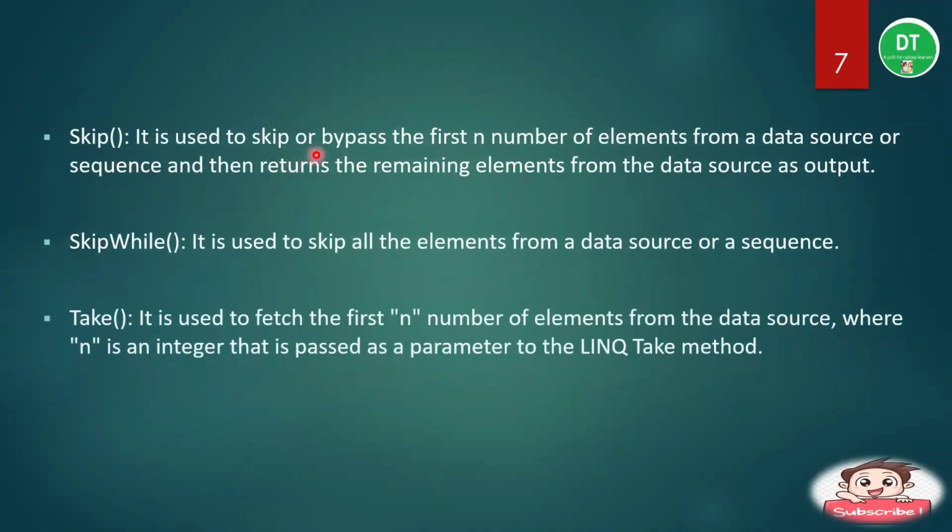Skip. It is used to skip or bypass the first n number of elements from a data source or sequence and then returns the remaining elements from the data source as output. The number of elements which we want to skip, we mention in the brackets of the method. Like if I want to skip 4 elements, then I will write 4 here. So it returns the collection from the fifth element, and the skipped 4 elements will not be contained in the resulting collection. SkipWhile. It is used to skip all the elements from a data source or a sequence.